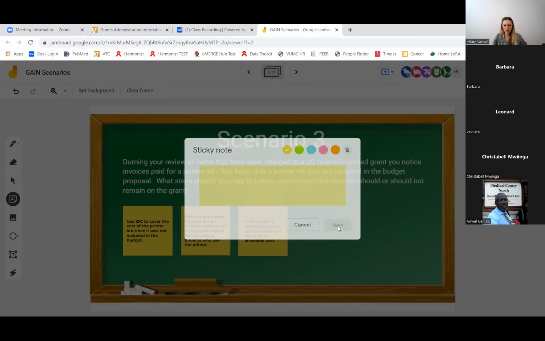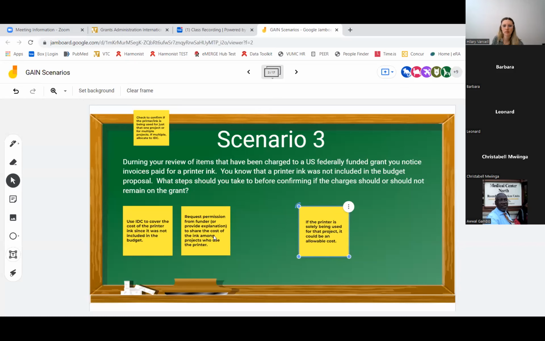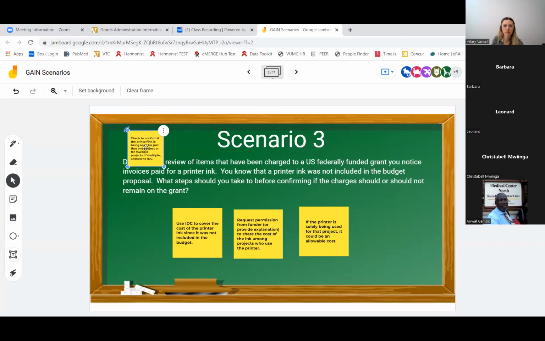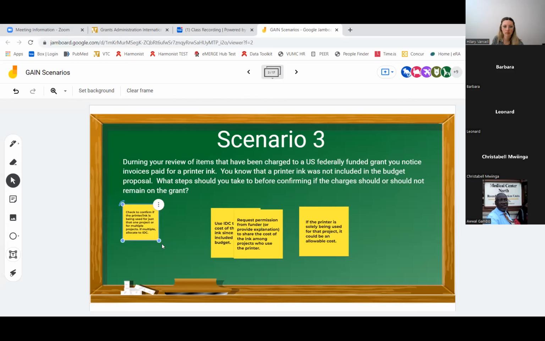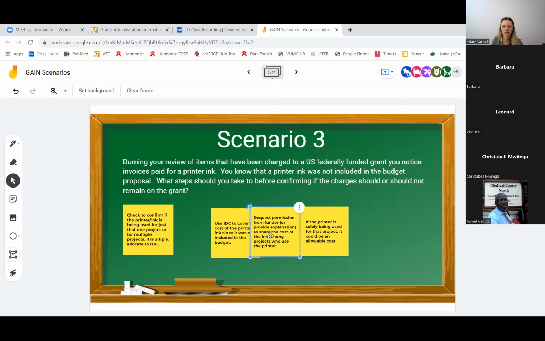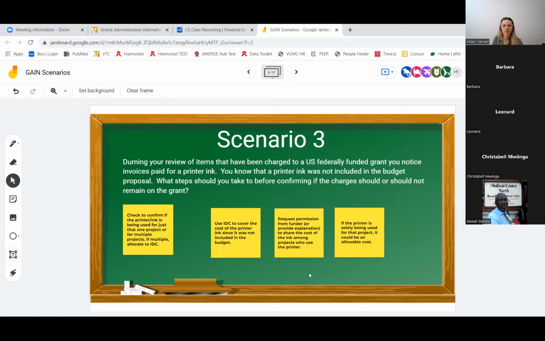That could be one. Another could be you could seek permission from the sponsor. You can give justification on the reasons why you got this ink, though it was not budgeted for, and then you can seek permission for it to be included in the budget. That's another step you can take. But if permission is not granted, then you can use your overheads to meet that cost. Yeah, I like that idea.